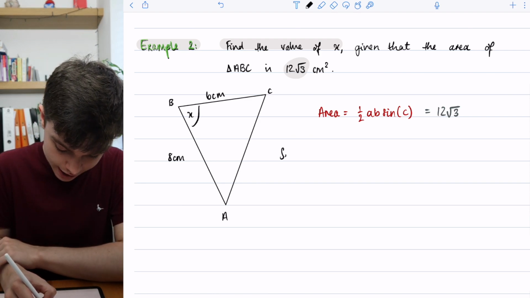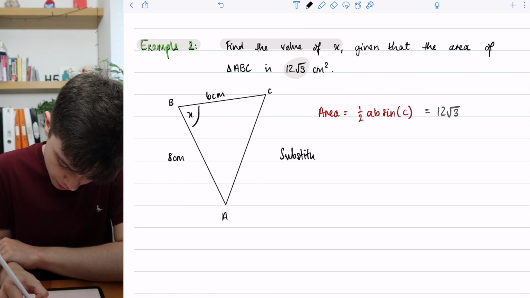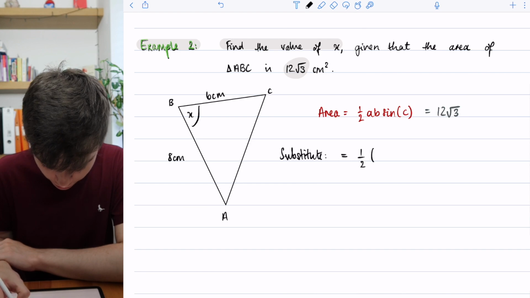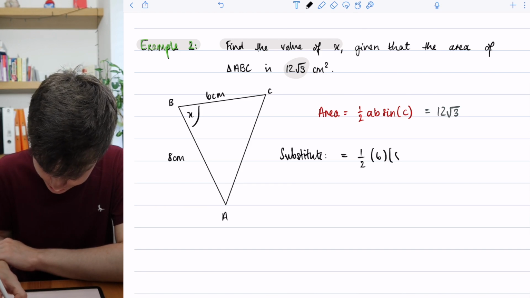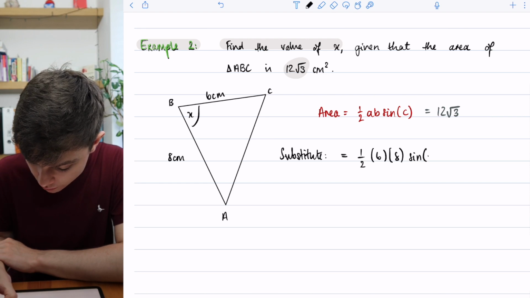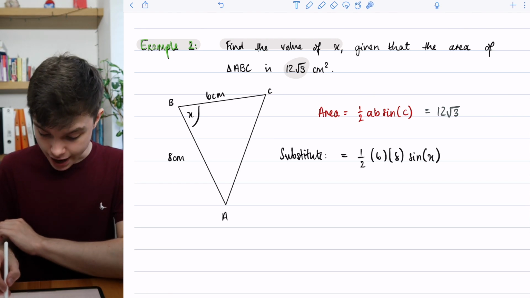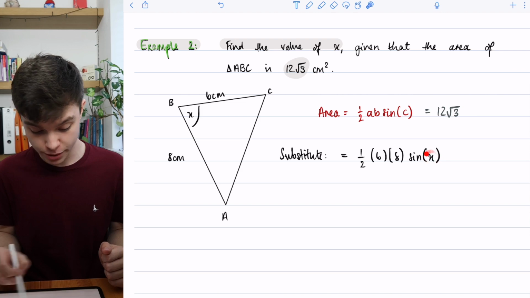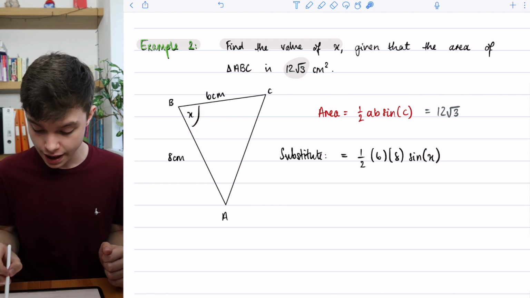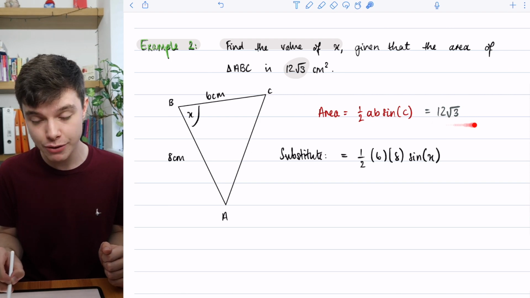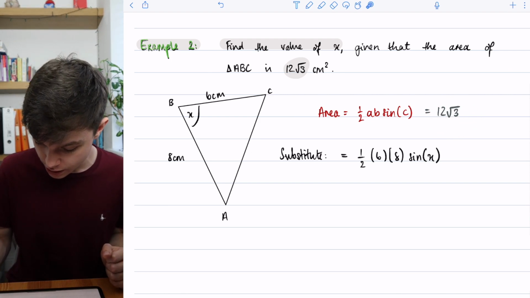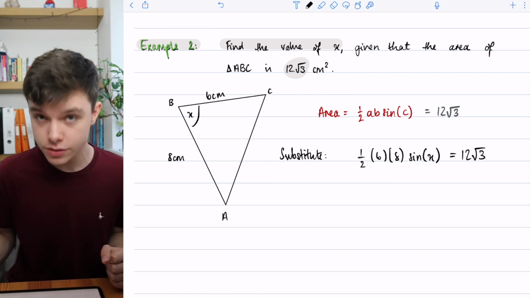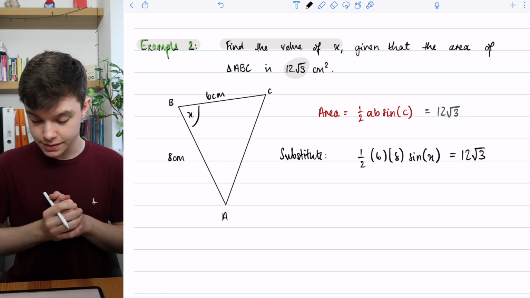So let's substitute in, okay? Substitute is what we want to do. And we get this, we get a half multiplied by, well, one of the sides is 6, the other side is 8, and the angle between them, sine of x. This here is what we would compute to work out the area if we knew the angle between them, and that's what we're trying to find. But if we knew it, then computing that would give us the area of the triangle, which we know is 12 root 3. So I'm just going to get rid of that equals and put the equals here, because we know that that must be equal to 12 root 3. Hopefully that makes sense there.